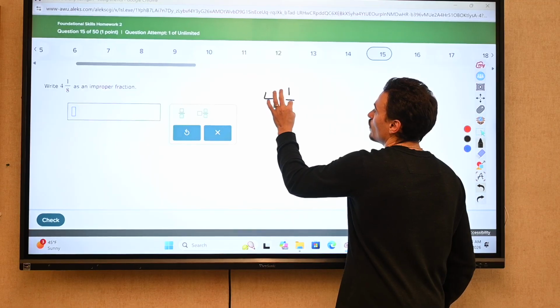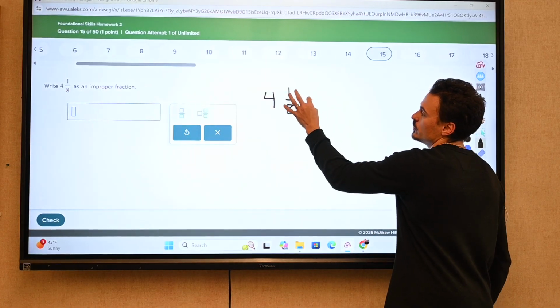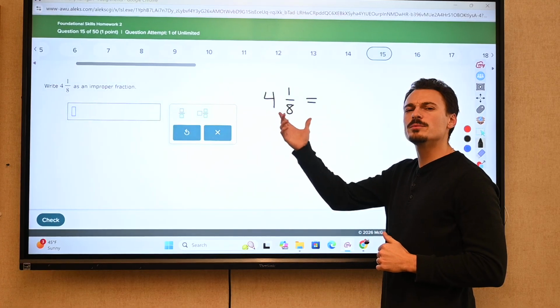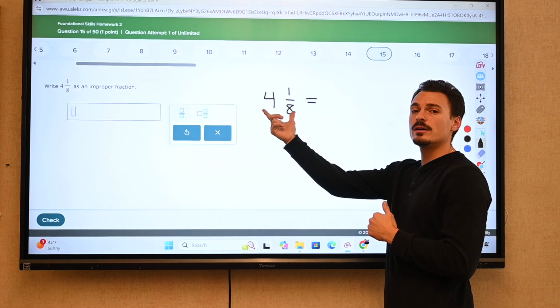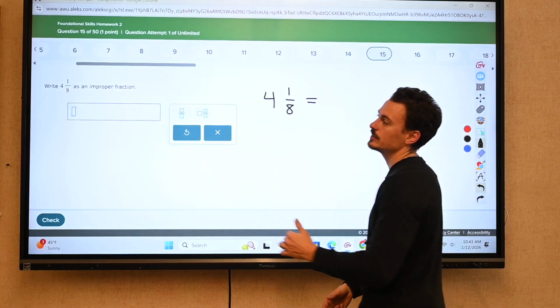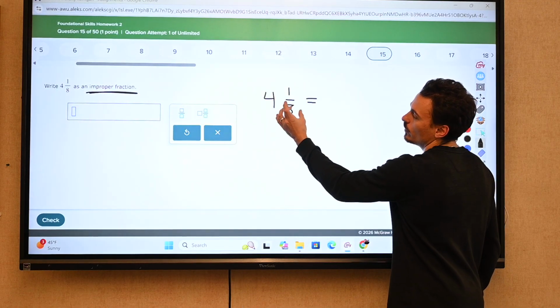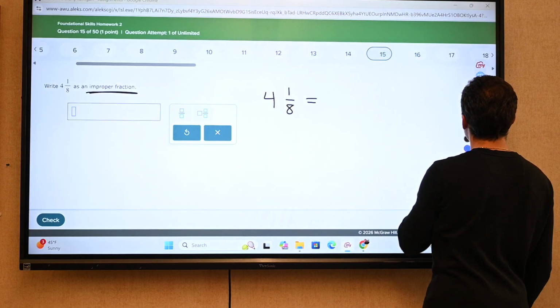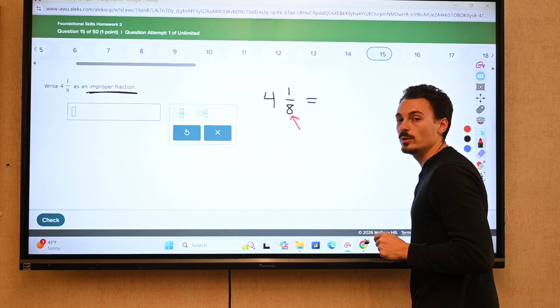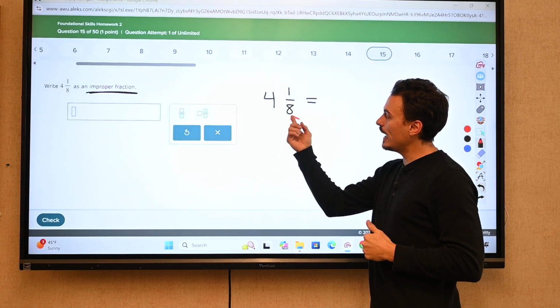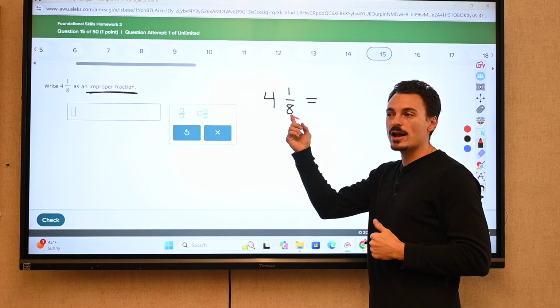So in this case, 4 1/8, and we want to make that into an improper fraction. So we got a mixed number. Oh, I'm sorry. This one is a mixed number, and then we're going to make it into an improper fraction. Okay, so right here, where we want to look is we want to look at our fraction. Okay, so we know that we are working with eighths, because the denominator of the fraction is eighths.